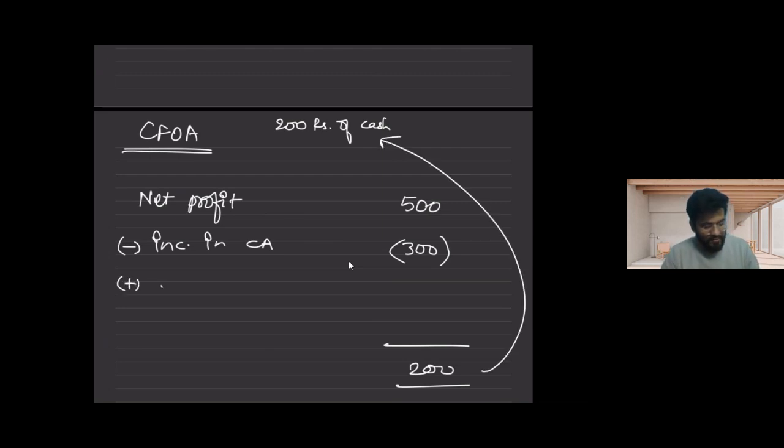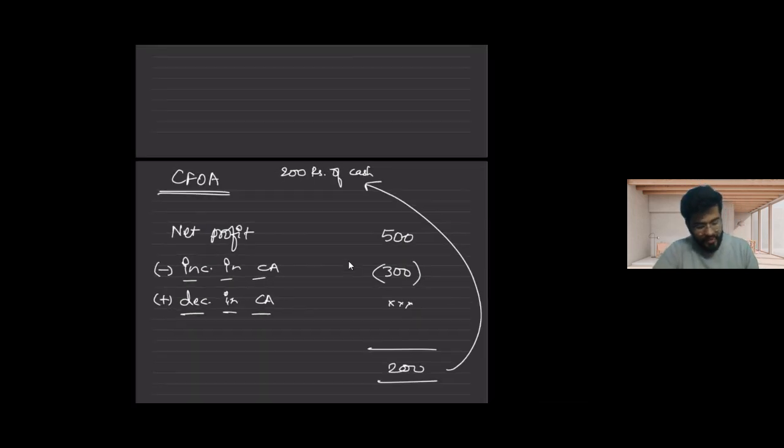In the same way, if I have received any cash, my current assets will be reduced and my cash will be increased. So I will add it. Any decrease in the current asset would be added. Any increase in the current asset would be subtracted. So that is the logic behind all of that.